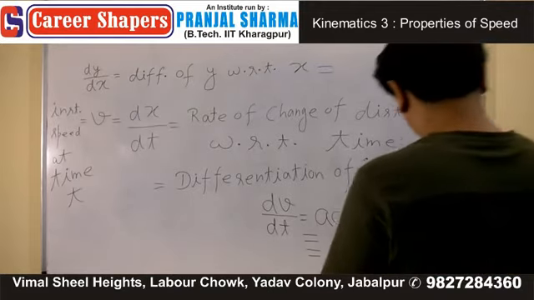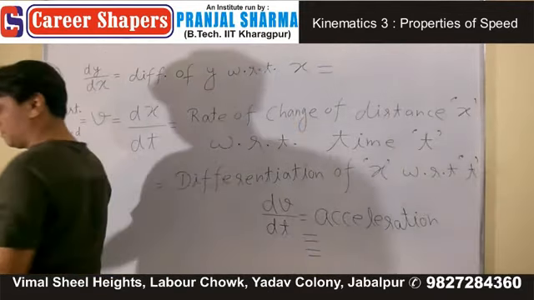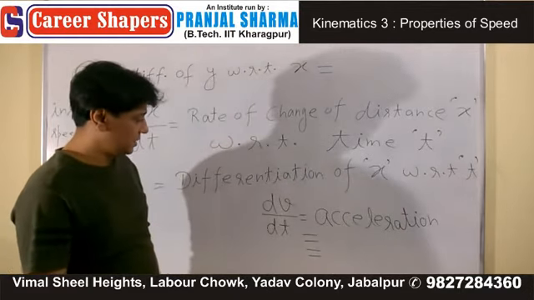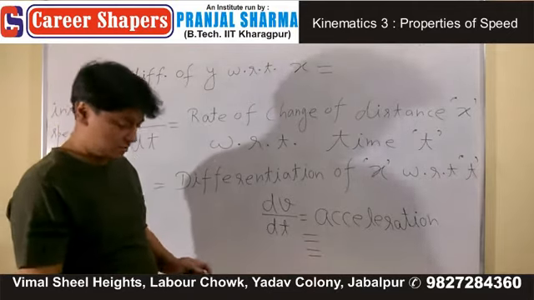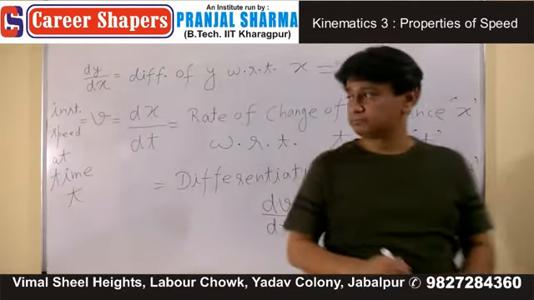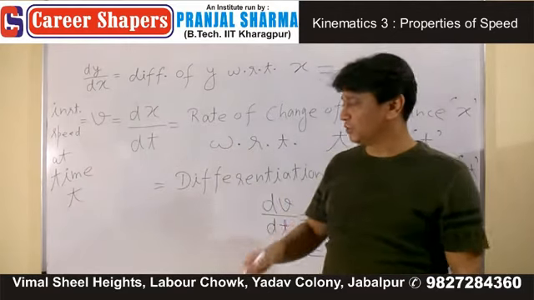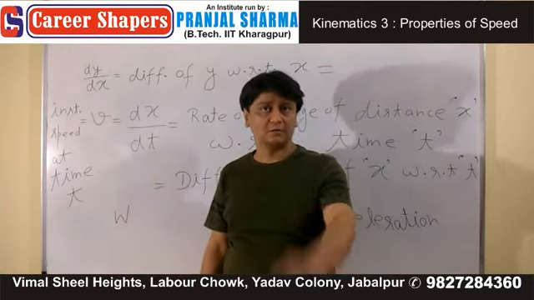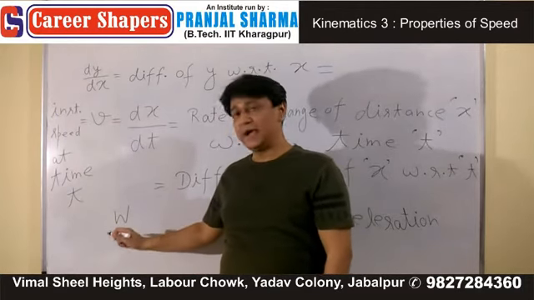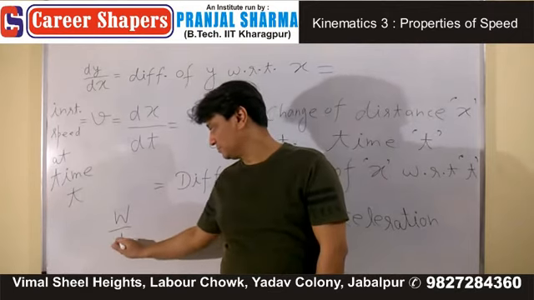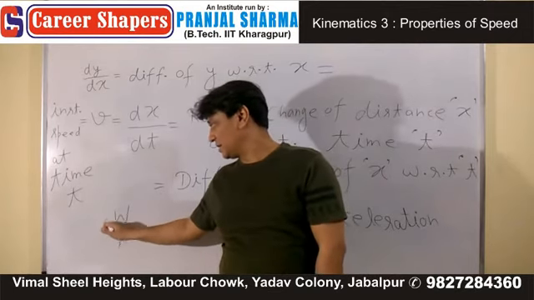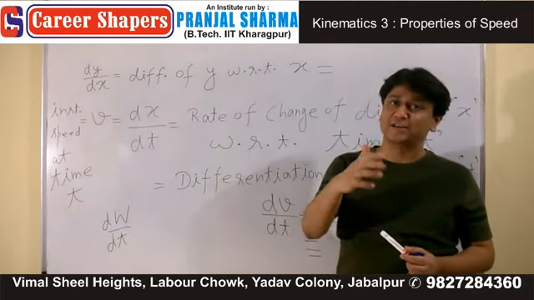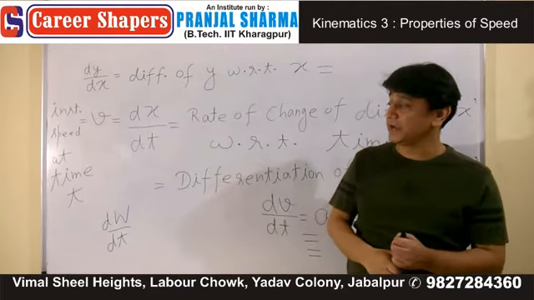Well, I hope you understand this much, the way this differentiation type of thing is read. dv upon dt is what? Acceleration. Let me again ask you. I hope you know this thing. If W stands for work and T stands for time, then what do you mean by dw by dt? I'm not asking differentiation of W. What do you mean by dw by dt?